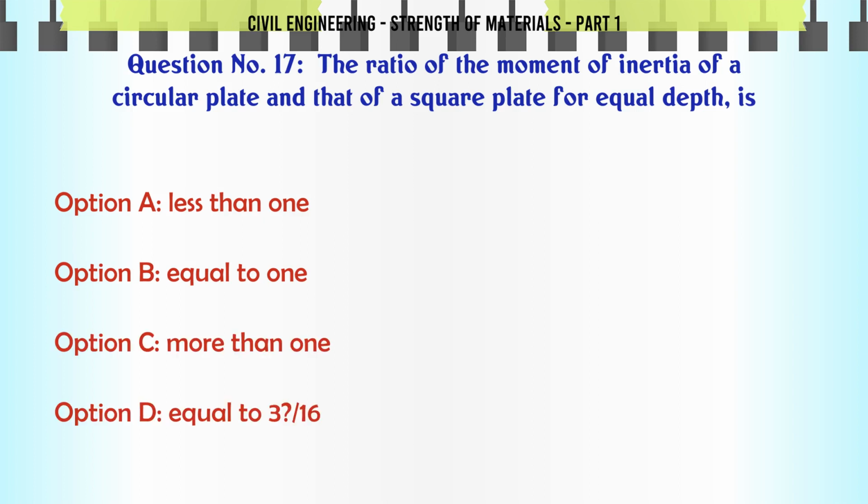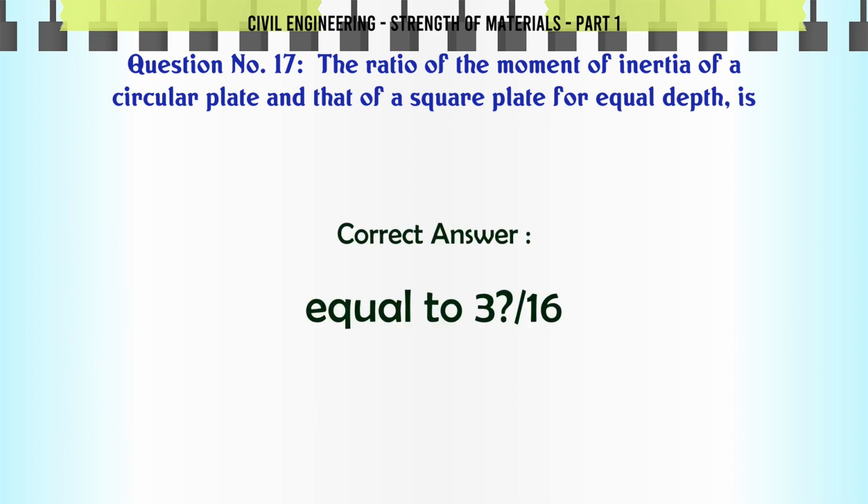The ratio of the moment of inertia of a circular plate and that of a square plate for equal depth is: (a) less than 1, (b) equal to 1, (c) more than 1, (d) equal to 3/16. The correct answer is equal to 3/16.